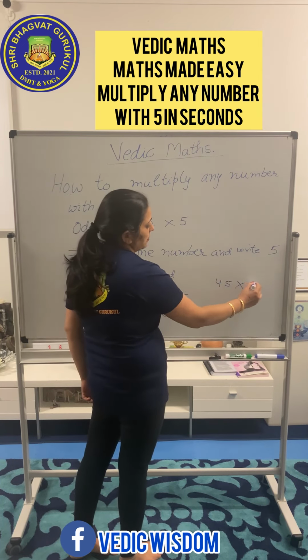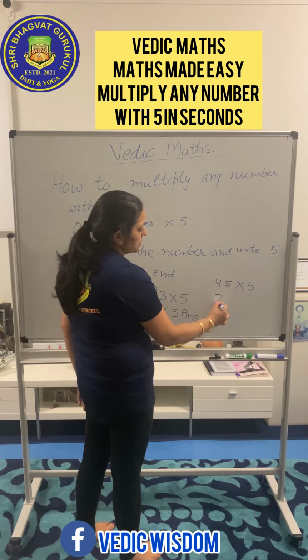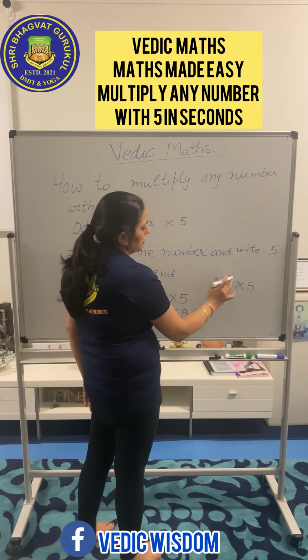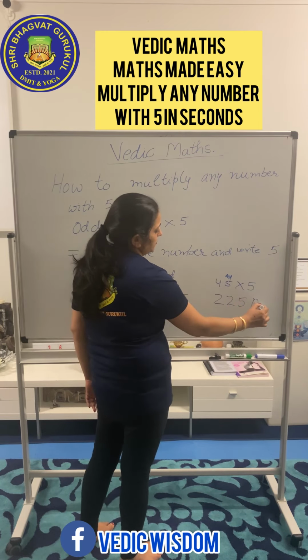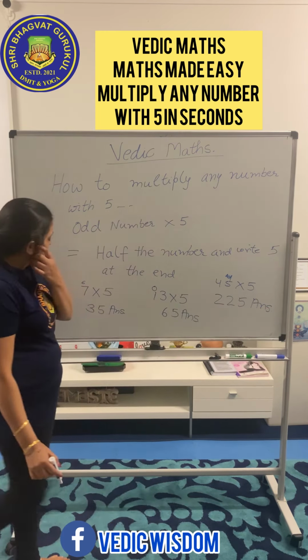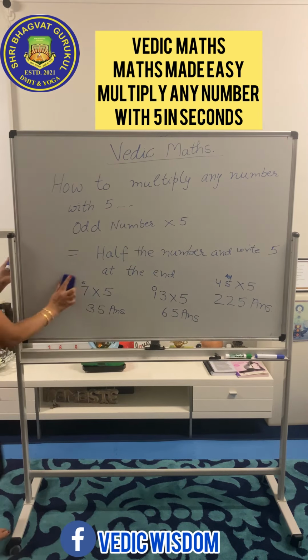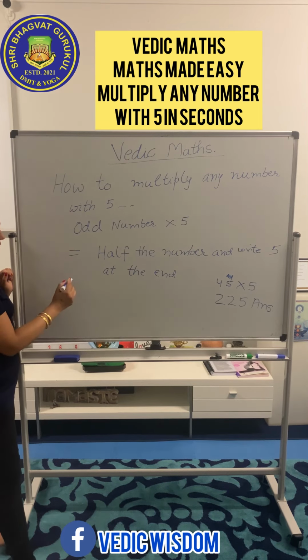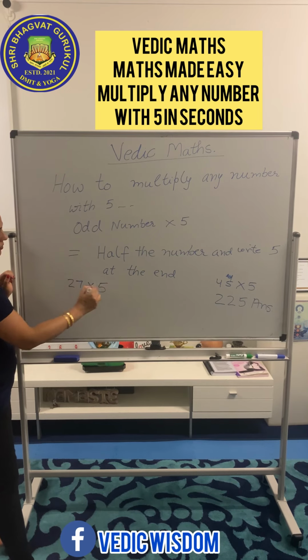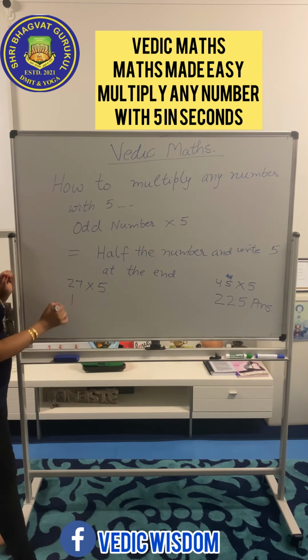Okay, one more example. 45 multiplied by 5. 4's half is 2. 5's half, we will write down 4's half, which is again 2, and then you write at the end 5. That is the answer. Let's take a few more examples. 27 multiplied by 5. 2's half, 1. 7's half, we will write down 6's half, which is 3. Then you add 5 at the end. That's it.